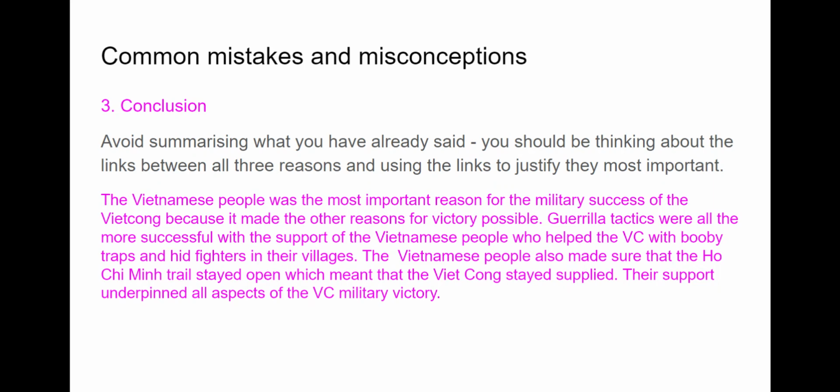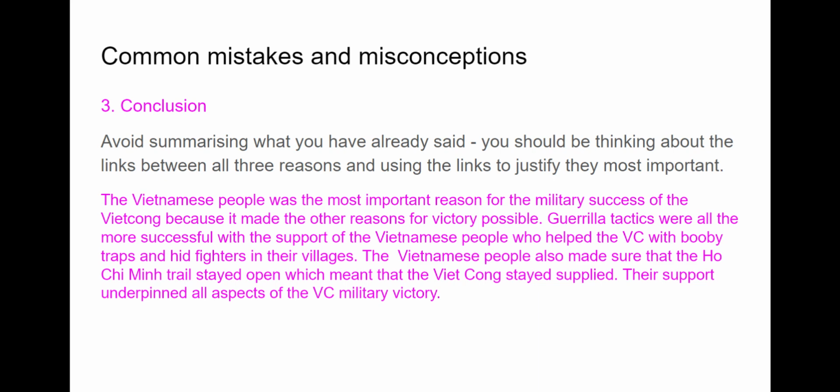Lastly, a conclusion. This is really for the top level marks, and you've got to nail those 2 PEE paragraphs first. But what I've done here is not summarize, but really try to justify why I think the Vietnamese people and their support is the most important reason. I've stated that really clearly in the beginning. That first sentence makes it really clear which I think is most important. And I think the best way to think of forming a conclusion is you've got to look for the links between your 3 reasons. If you can think through the links, it often gives you a way to realize that one of them underpins, or is the foundation or the cause of the others.